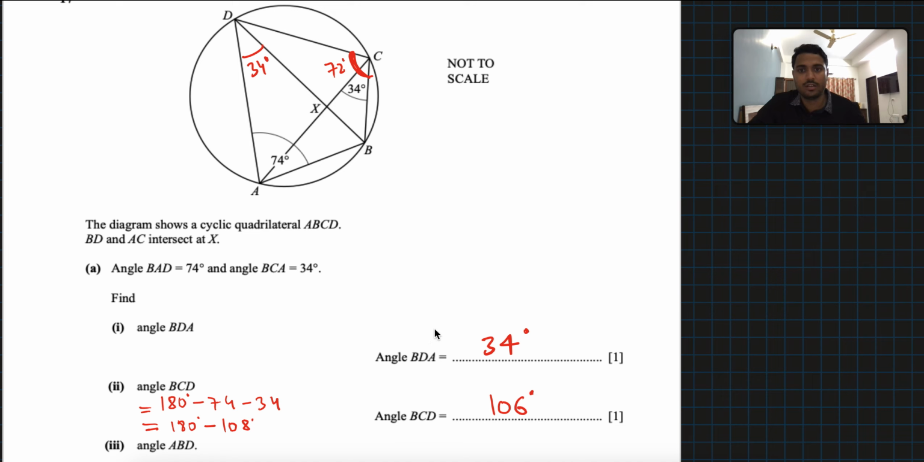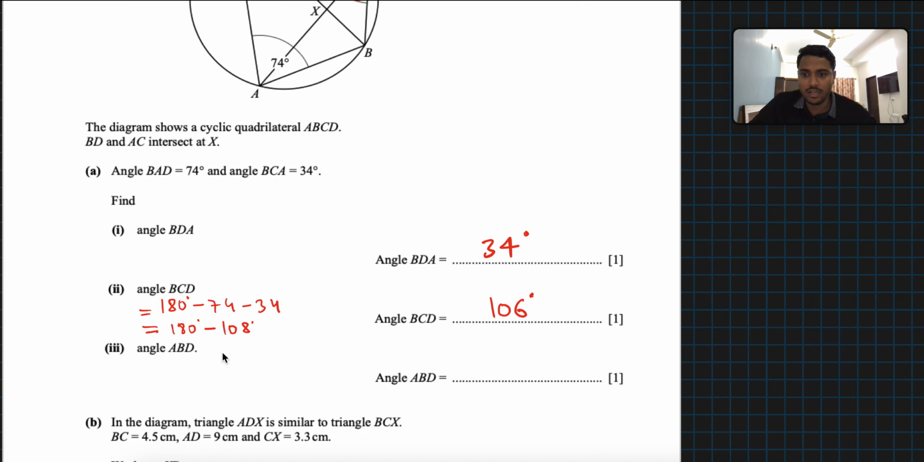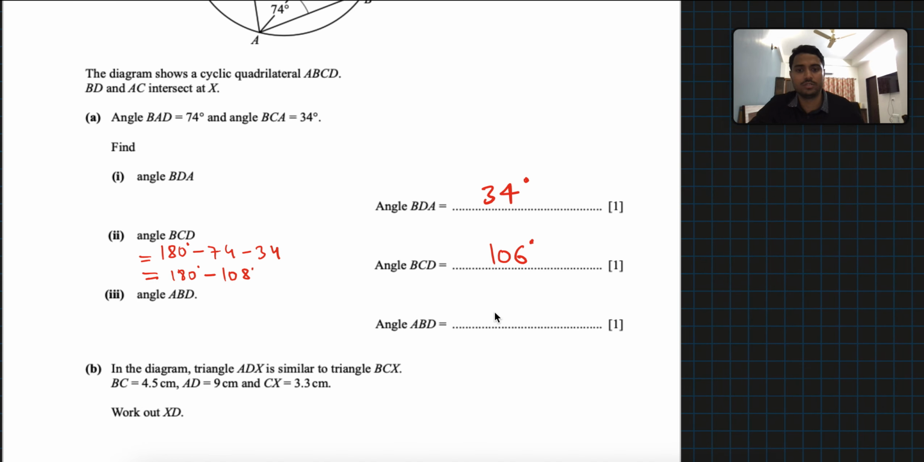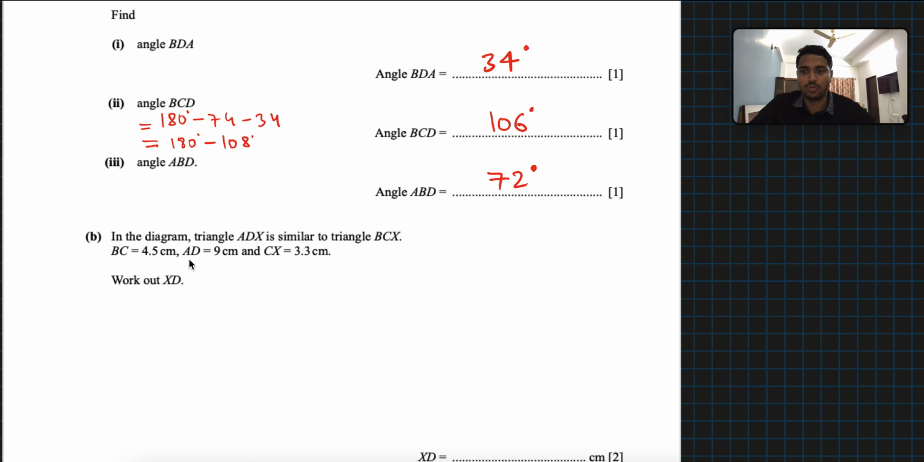degrees, because this is only the other half of BCD. This part is 34, and we just calculated this angle, which is 72 degrees. Now angle ABD, let's check A, B and D. So ABD will be equal to ACD, which is 72 degrees. Let's move on to part B now.